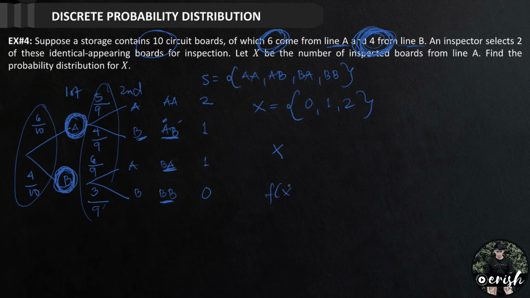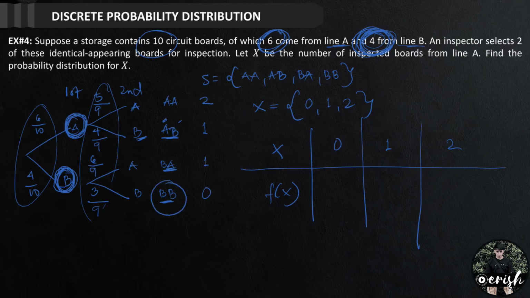This is our probability distribution, with the values of the random variable 0, 1, and 2. For the value 0, f of 0 is the probability of BB, which is B times B. Again we use the multiplication rule, the principle of AND: B and B. We have 4 over 10 times 3 over 9. So f of 0 is equal to 12 over 90. We put 12 over 90 here.